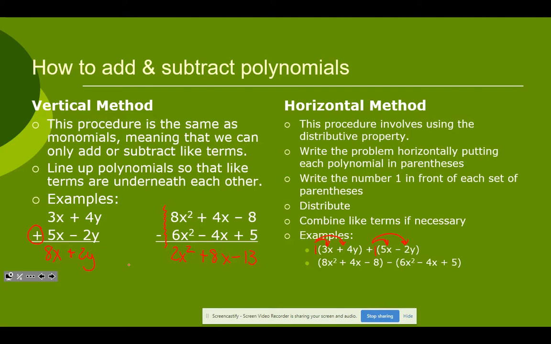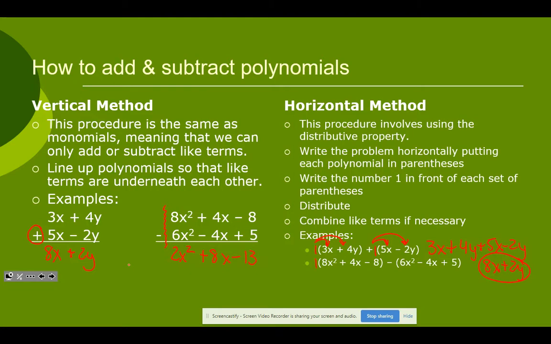That gives me 3x plus 4y plus 5x minus 2y. I combine like terms, the x terms and the y terms. That'll give me 8x plus 2y. And as you can see, I'm using the exact same examples from the left side just to show you that it doesn't matter which method you decide to use. So there's my answer for the first one.